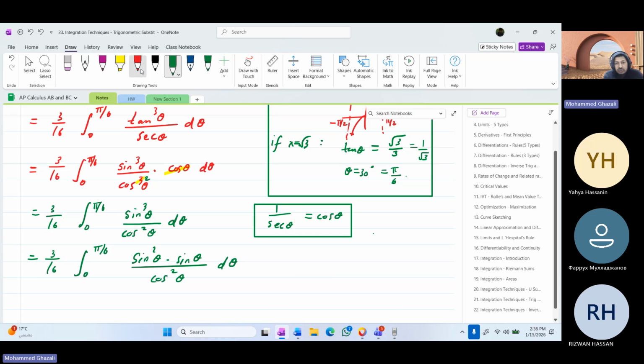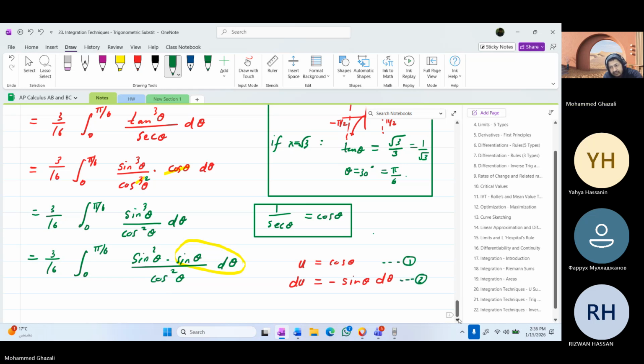Why will it work? Because you can use a u sub. You can say let u equal cosine theta. What is du equal to? Negative sine theta d theta. And we have sine theta d theta already appearing over here. Okay, we can use the second equation to simplify it. So watch here.